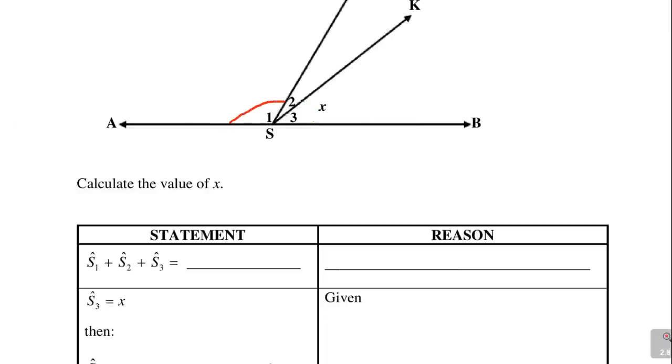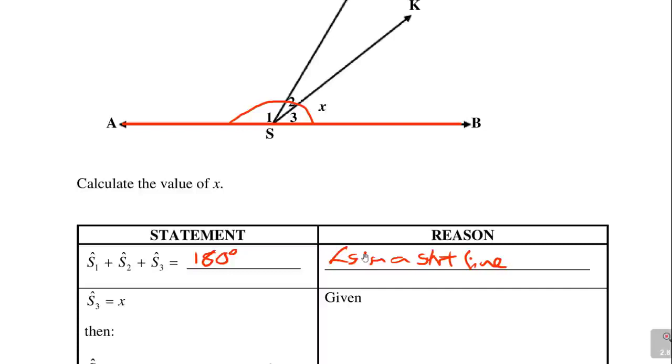We've got S1, S2, S3. These are angles in a straight line. And there is a straight line. Are you seeing that? So what happens with angles in a straight line? The statement S1 plus S2 plus S3 must give us 180. What's the reason? Angles in a straight line. That's what you write. Are you with me?